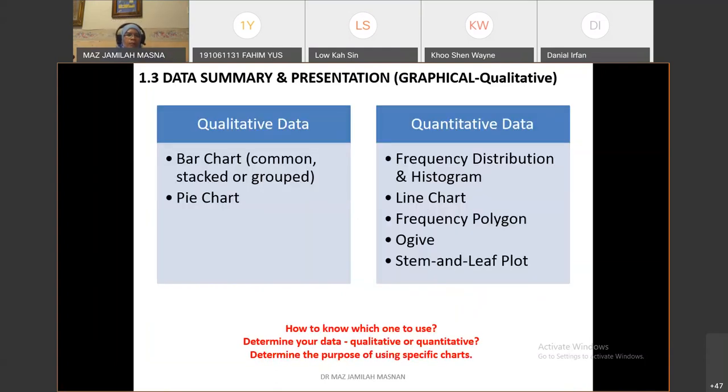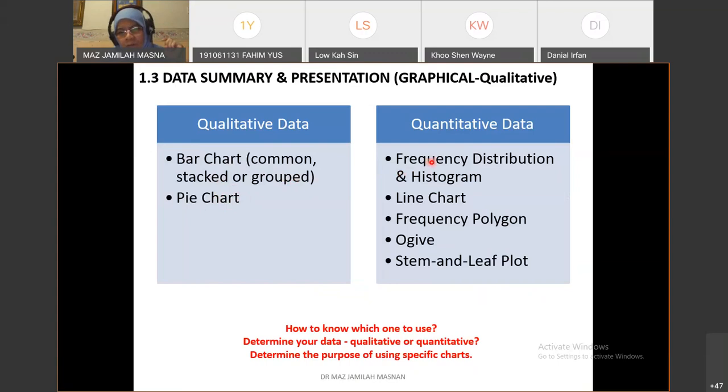Now, we know that we have two types of data, qualitative and quantitative, okay? So what kind of charts may we have for these two types of data? For qualitative data, okay, bar chart is the common one, okay? But there are different types of bar chart, okay? We have the common one, the stack bar chart and the group bar chart. We'll see later what are the differences between common, stack and group bar chart. And the simple one is the pie chart, the most commonly used, okay, to represent qualitative data.